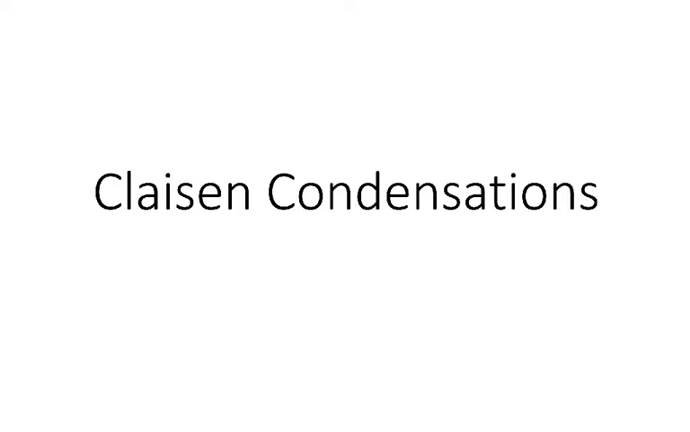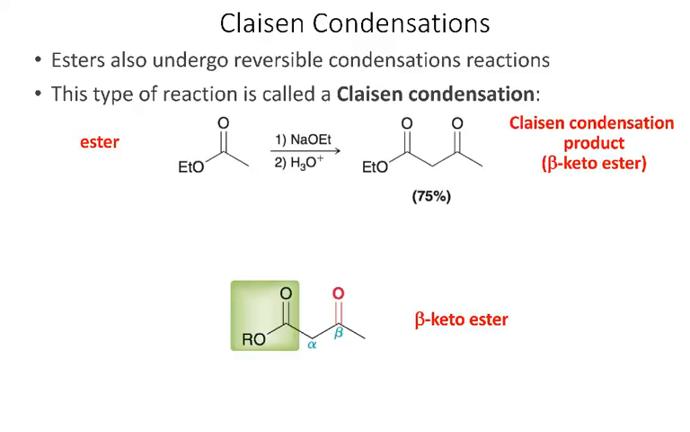All right, in this video, we're going to continue our discussion of alpha carbon chemistry. This time, we're going to talk about Claisen condensations, which are somewhat similar to the aldol condensations that we learned in recent other videos. We previously learned about aldol condensations that were reactions with aldehydes and ketones. Claisen condensations are similar reactions that involve esters.